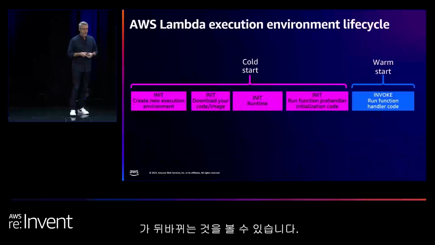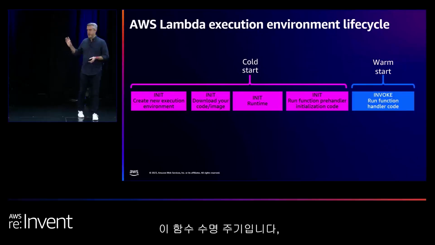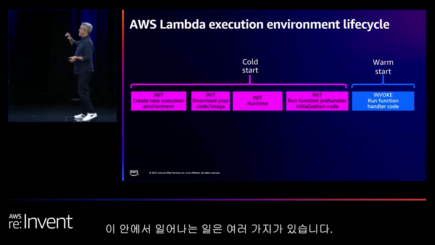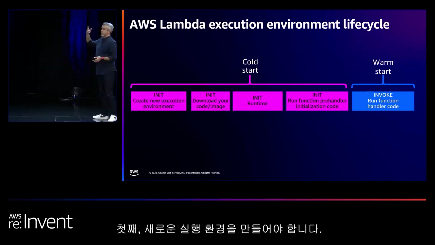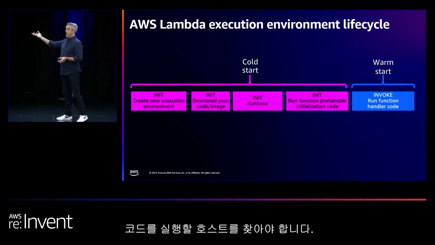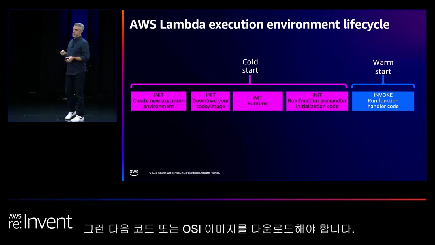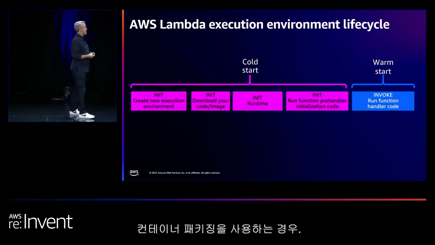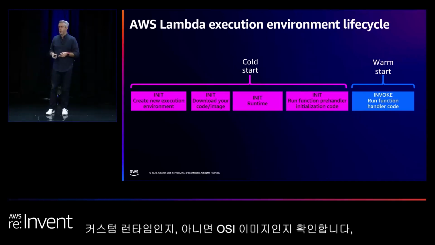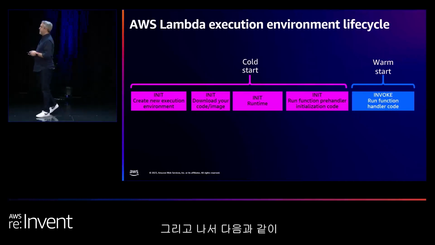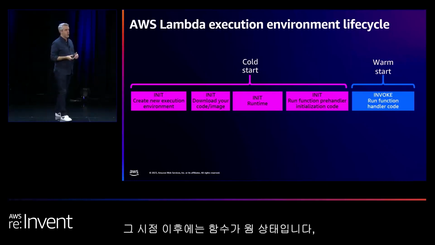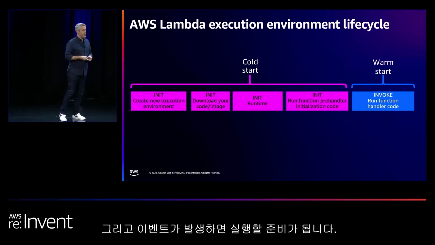Now, if we break down this function lifecycle again, and we look at where the cold start does happen, a number of things happen inside of this. One, we have to create that new execution environment. We basically have to find in our pool of resources a host that we want to run your code on. We then have to download your code or the OCI image if you're using container packaging. We have to then kick up your runtime, whether it's a managed runtime, a custom runtime, or the OCI image. And then we have to run what's called your function pre-handler code.